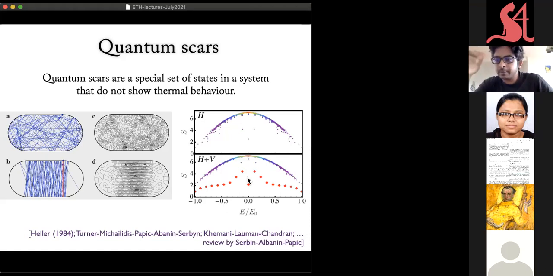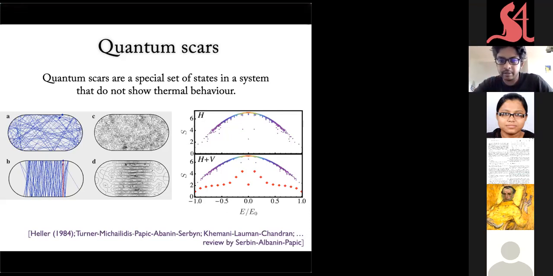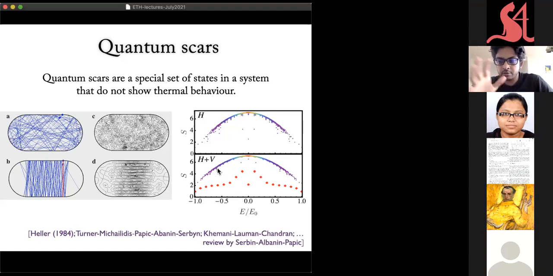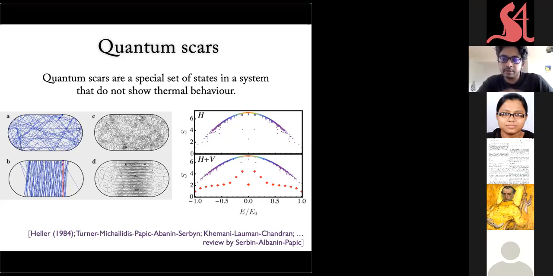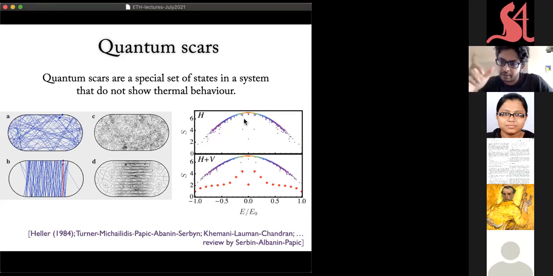It depends on the system. In this case, I have not written the Hamiltonian. But it's not necessarily that all of them follow the area law. Well, this plot is for a fixed subsystem size, I should mention.